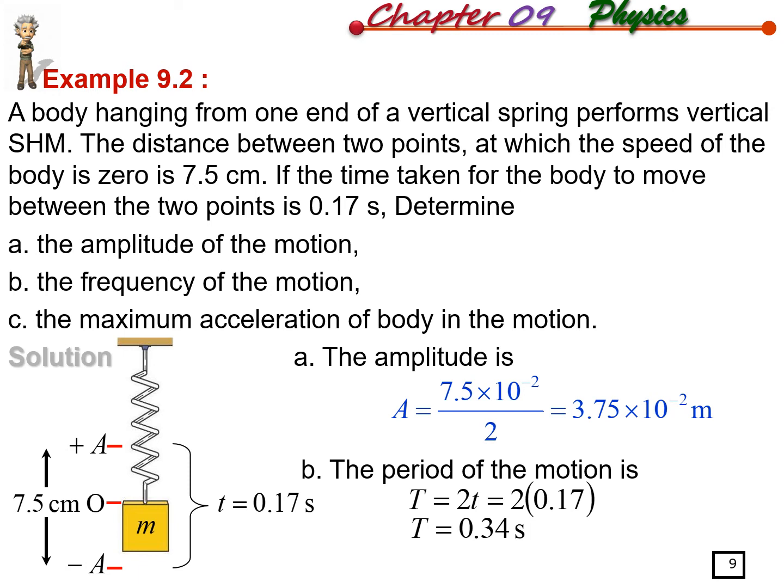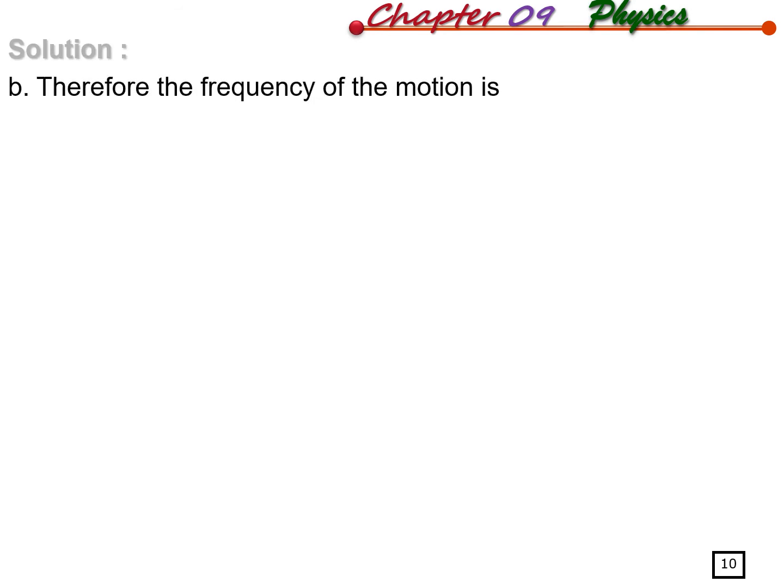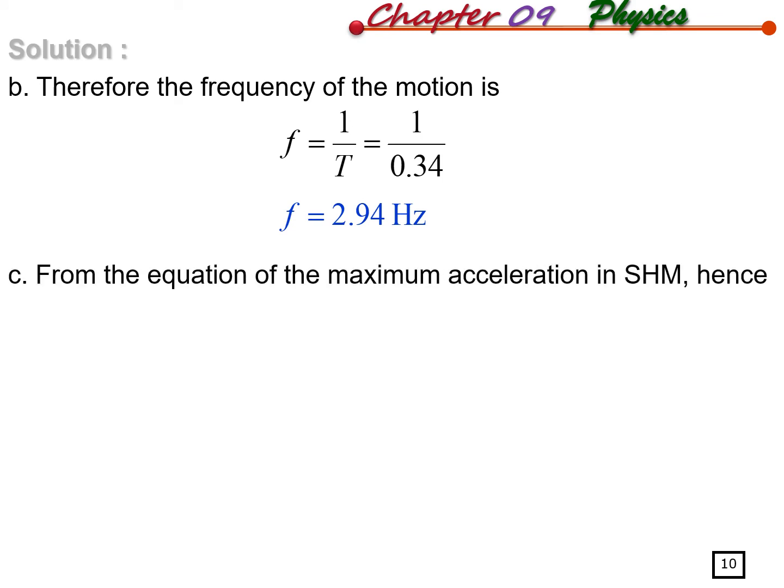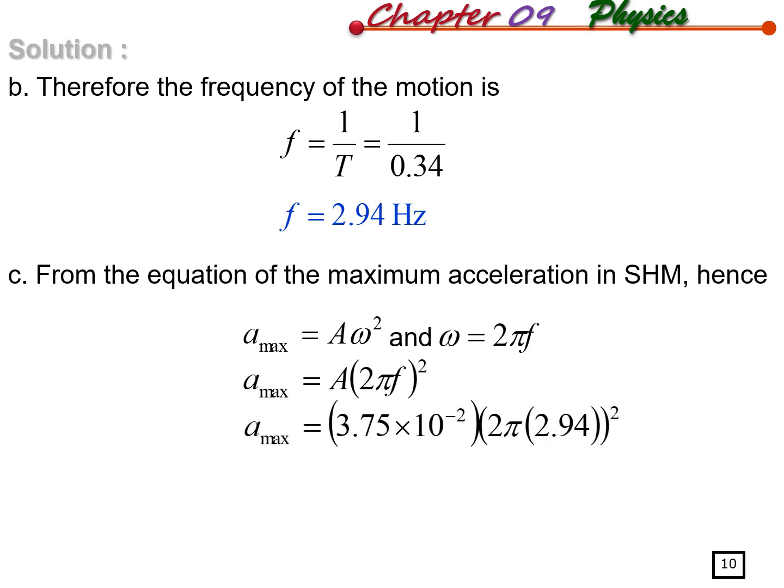Once you have the period, we can calculate the frequency, where the frequency will be equivalent to 1 over period, which will end up with 2.94. And from the equation, maximum acceleration will be equivalent to A omega square. So just replace in the value, which will end up with 12.8 meter per second square.